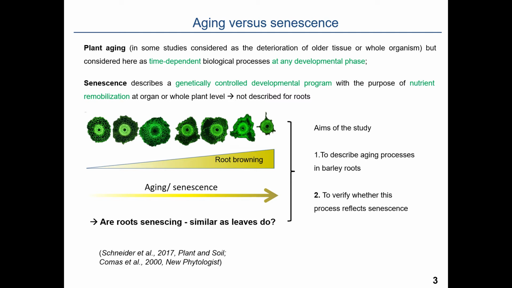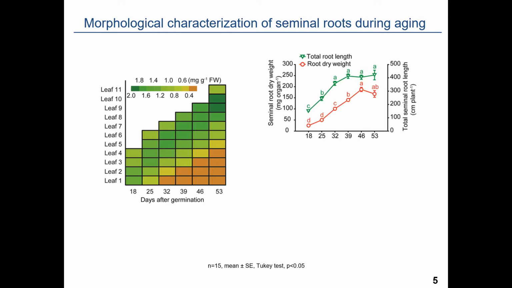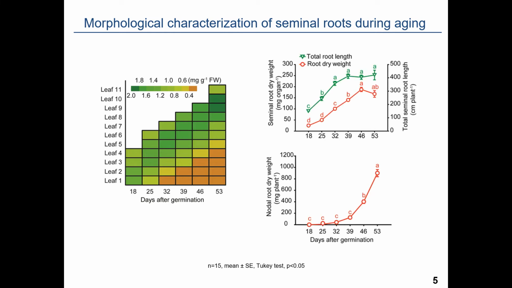To answer this question, we set up our aims. First, we want to describe the aging process in barley roots. Second, we want to verify whether this process reflects senescence. To answer these two questions, we set up our experiment in a hydroponic condition, and we grew barley for 2 months. So here is the phenotype that we observed. Day 18 means 18 days after germination. The left part is always the seminal root, which is the embryonic root. The right part is always the nodal root, which is the post-embryonic root.